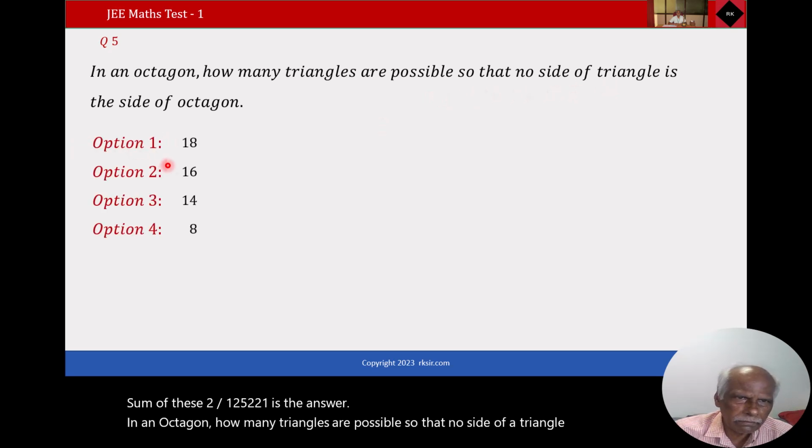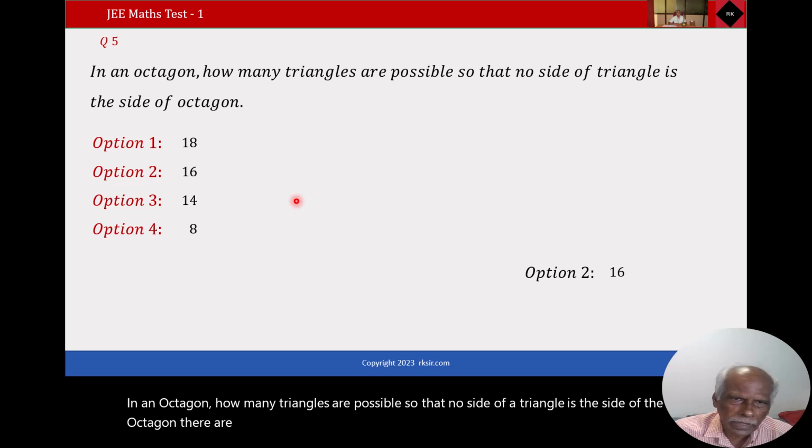In an octagon, how many triangles are possible so that no side of a triangle is the side of the octagon? There are 4 options. Option 2 is the correct answer, 16.